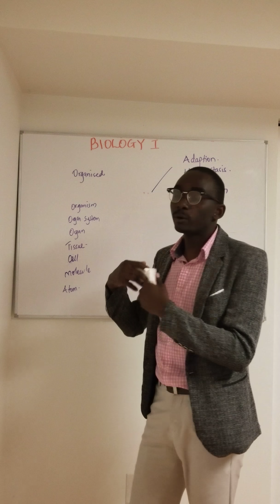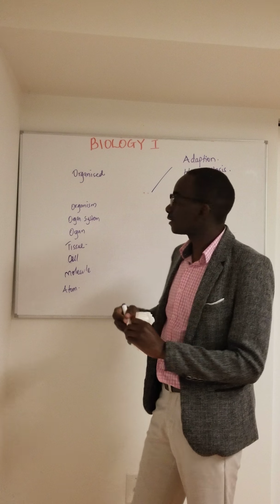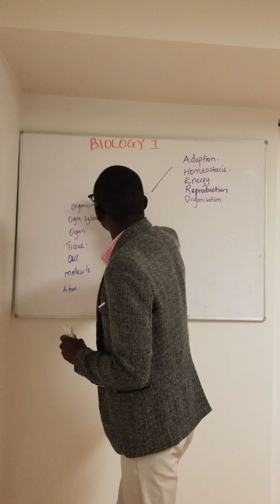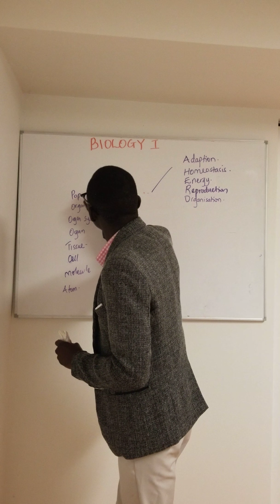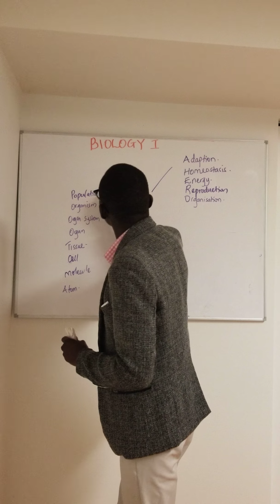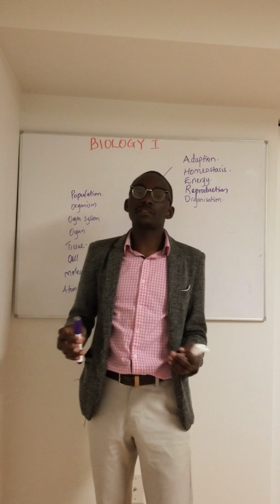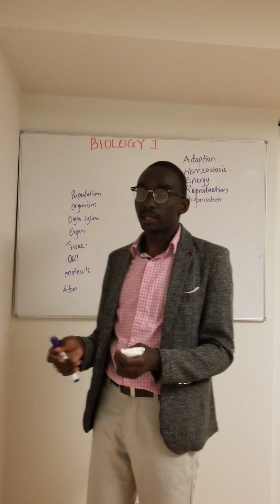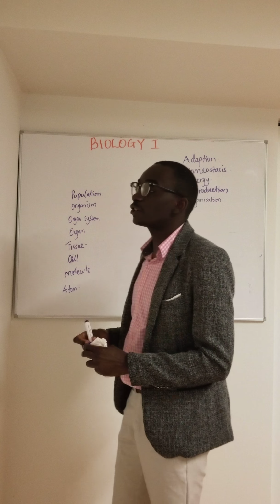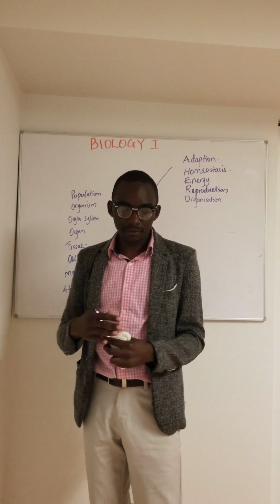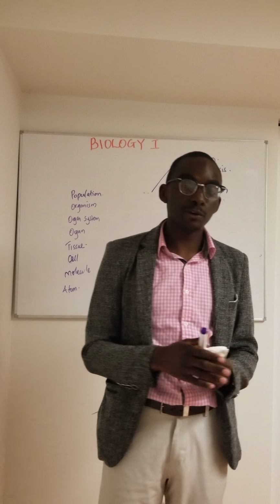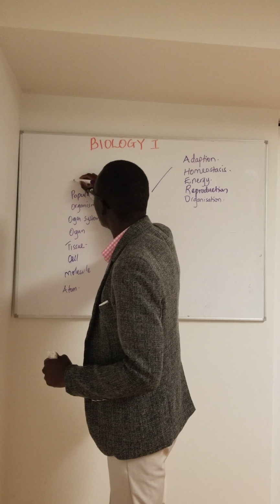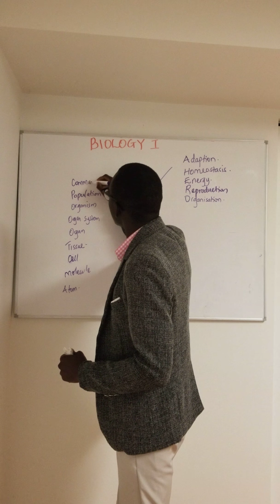So when you have a group of organisms, they form a population. You can say a population of rats, a population of human beings, a population of bears, name it. So when this population of bears, a population of human beings, a population of rats live together in an environment, we say it's a community.